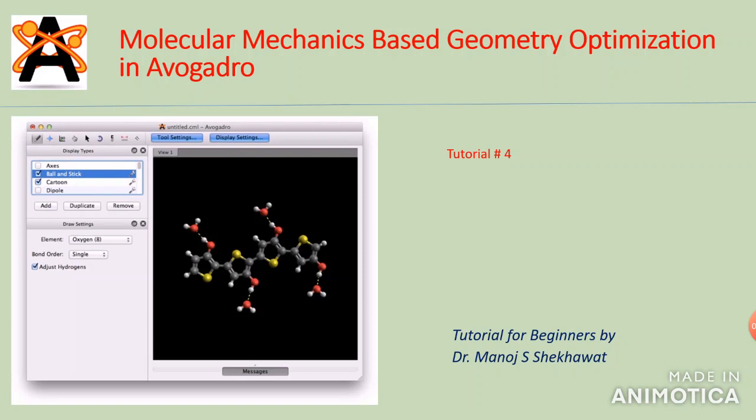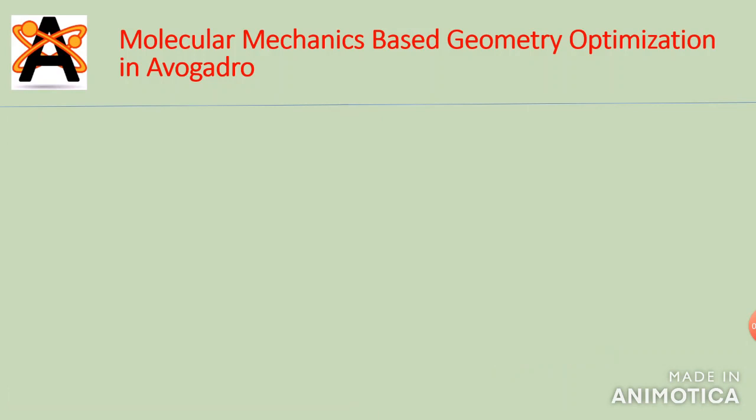In the last video we demonstrated some tools in the Avogadro software used for geometry optimization. Now in this video we will practice how to use the auto optimization tool in the Avogadro software.